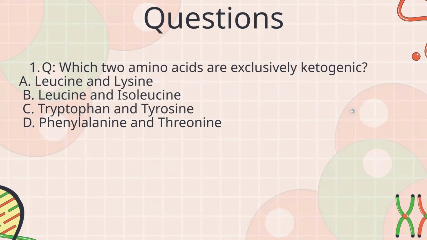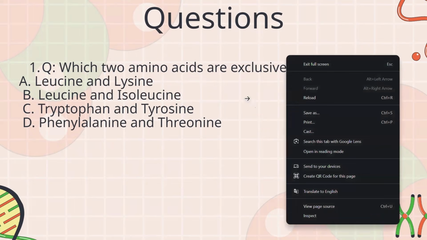Which two amino acids are exclusively ketogenic? You remember, guys: leucine and lysine. A.